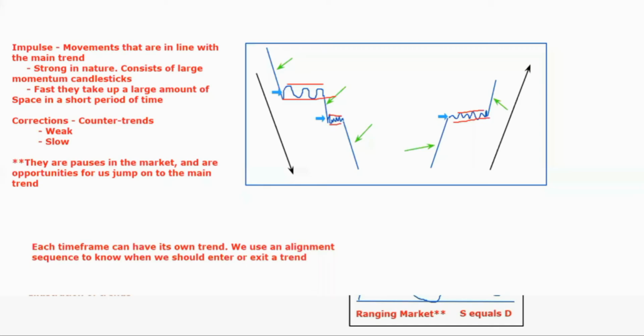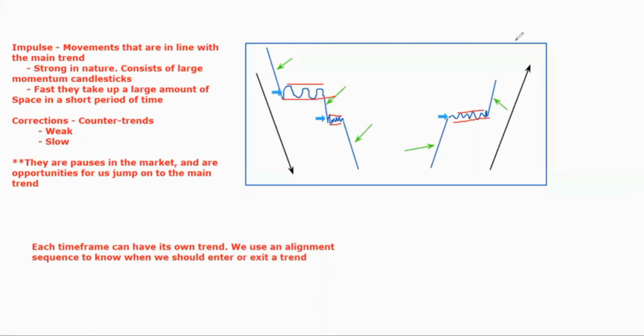Moving on. So now we're going to be talking about the components of a trend. We have an impulse and we have a correction. An impulse is a strong movement that's in line with the main trend. So if you're in a downtrend, any movement that's strong and going to the downside is called an impulse. They're very strong in nature, meaning that they consist of very large candlesticks. So the strength or the momentum of a trend is also shown in the size of the body of a candlestick relative to its wick.